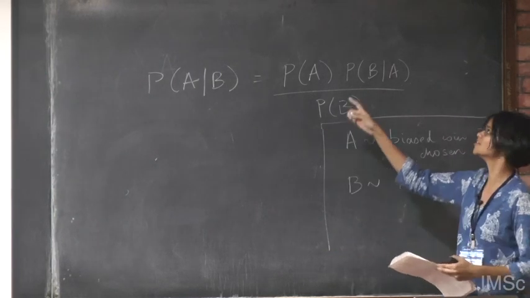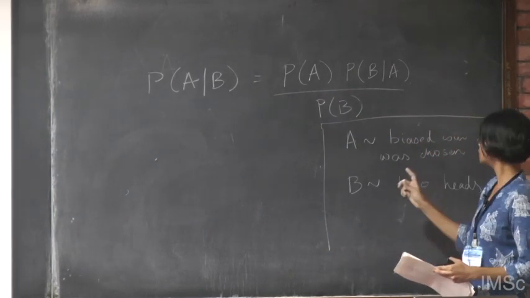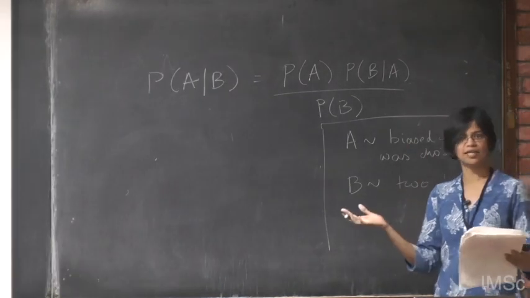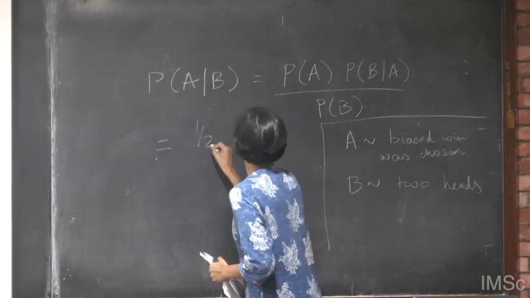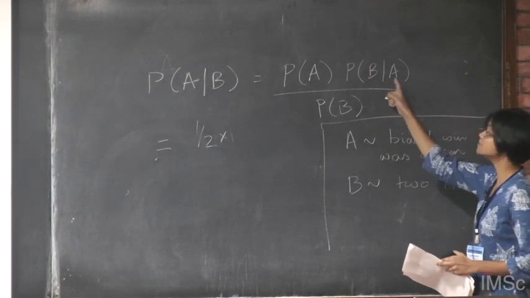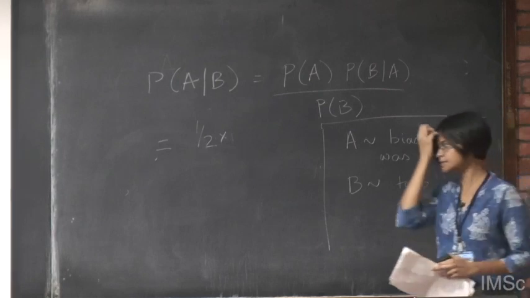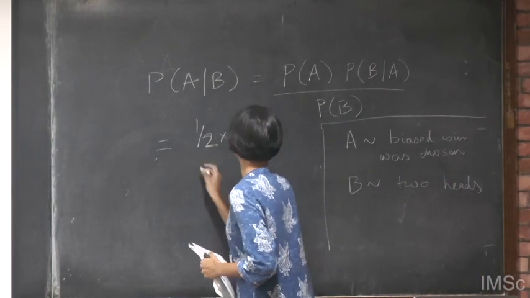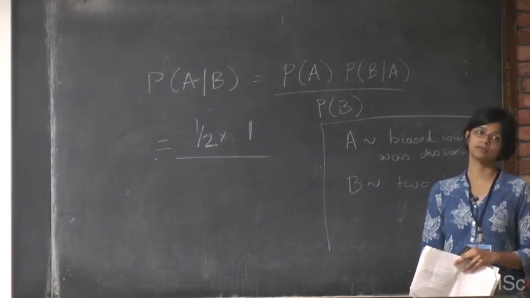So what is P of A? What is the probability that a biased coin was chosen? Half, right? Because you chose it at random. So this is half. What is the probability that you get two heads given that the coin is biased? 1, right? Now, what is the probability that you get 2 heads?